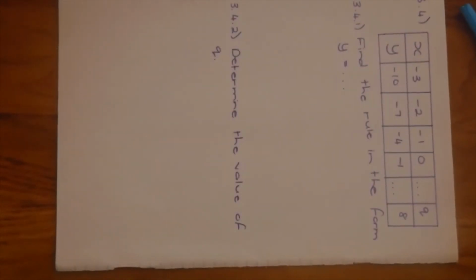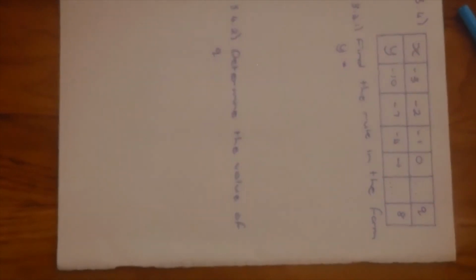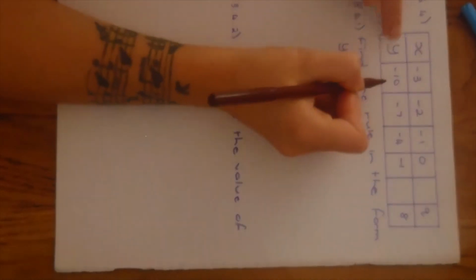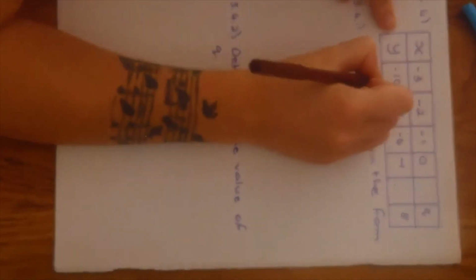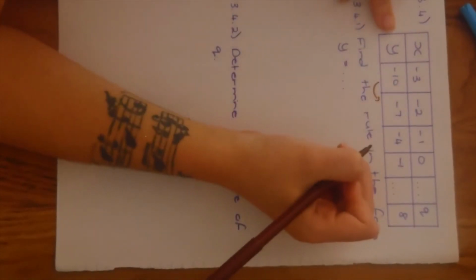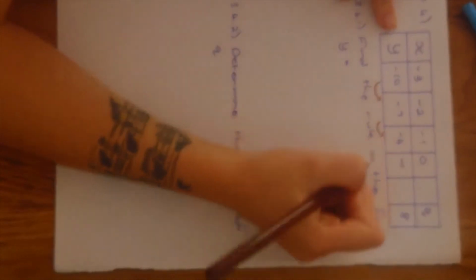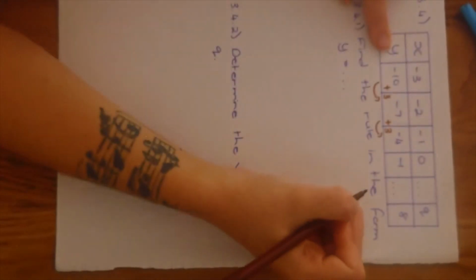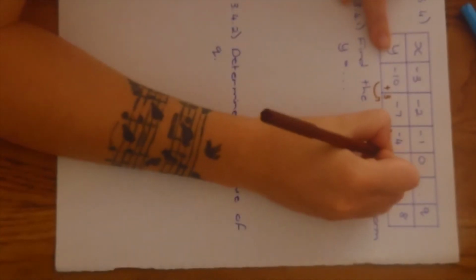So the first thing is find the rule in the form y equals. Now remember, I think I sent a short video to the group. This is the same as number patterns. What you're going to do is check your output values. You're going to check your number pattern. Always look at output. So from here to get to here, what am I doing? Minus 10 to minus 7 is plus 3. From minus 7 to minus 4, you're plussing 3. From minus 4 to minus 1, you're plussing 3.